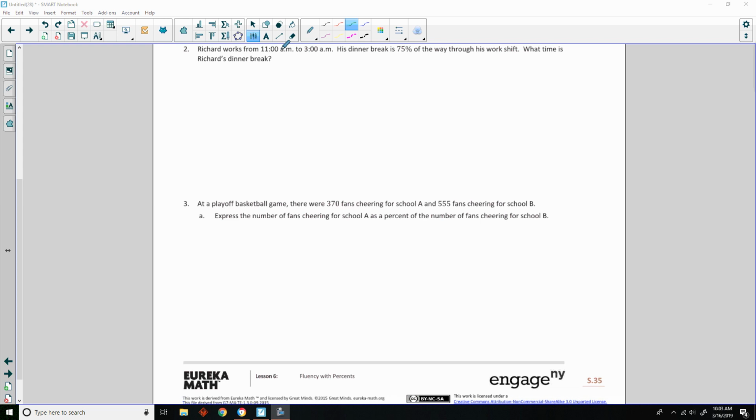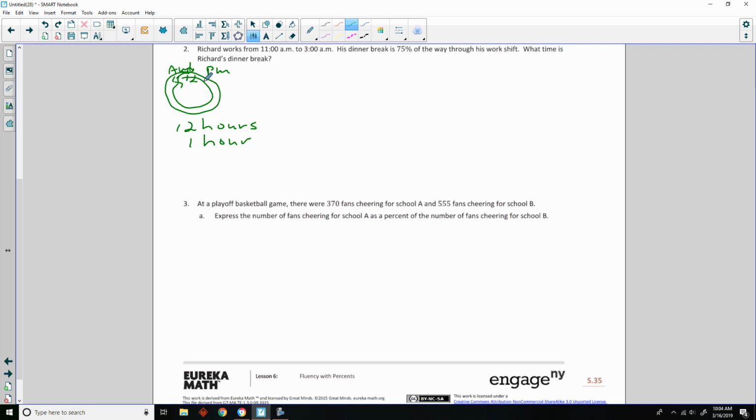Number 2 says Richard works from 11 a.m. to 3 a.m. So if we are looking at a clock, 11 a.m. going all the way around to 11 p.m. is 12 hours. Going from 11 p.m. until 12 midnight is another hour.